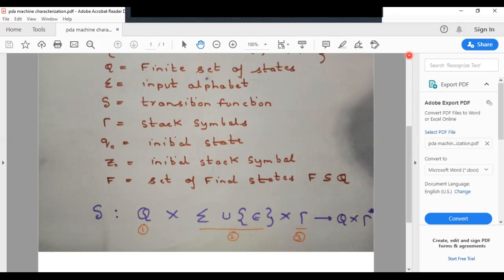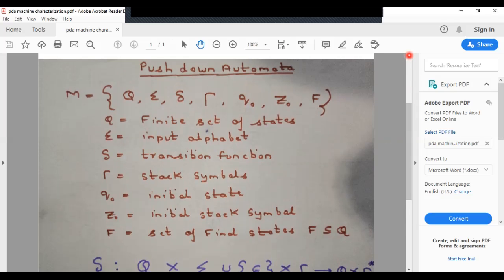So this is the machine characterization of pushdown automata. Hope it is understandable to all of you. Thank you.